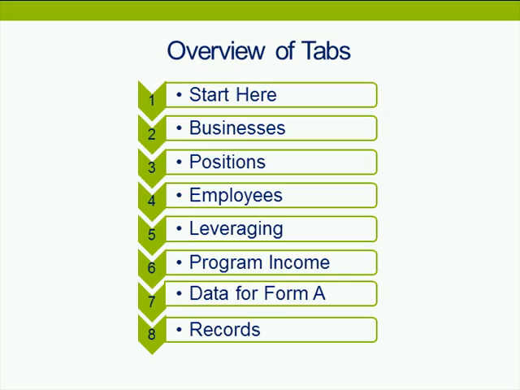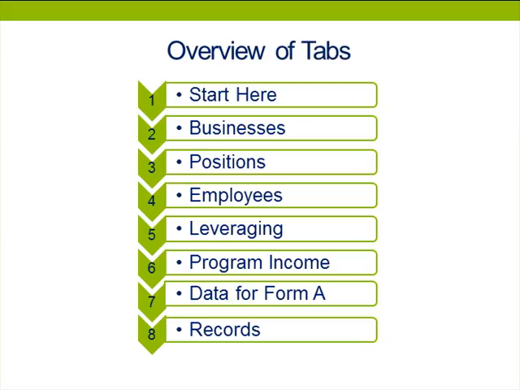So now we'll walk through each of the tabs of the data collection tool, and there are 8 tabs that you'll use in the Excel workbook. They are designed in a particular order, so you'll start in the businesses tab because you need to have businesses to have positions, and you need to have positions to have employees. So now we'll go through each of the tabs.